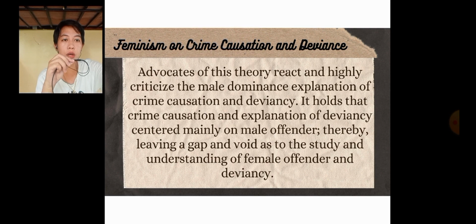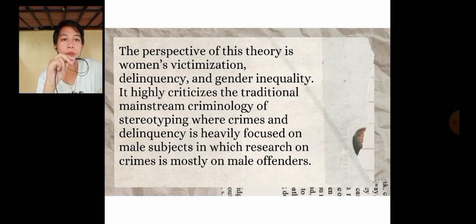Advocates of this theory react to and highly criticize the male dominance explanation of crime causation and deviancy. It holds that crime causation and explanation of deviancy centered mainly on male offenders, thereby leaving a gap and void as to the study and understanding of female offenders and deviancy. The perspective of this theory is women's victimization, delinquency, and gender inequality. It highly criticizes the traditional mainstream criminology of stereotyping, where crime and delinquency is heavily focused on male subjects, in which research on crimes is mostly on male offenders.